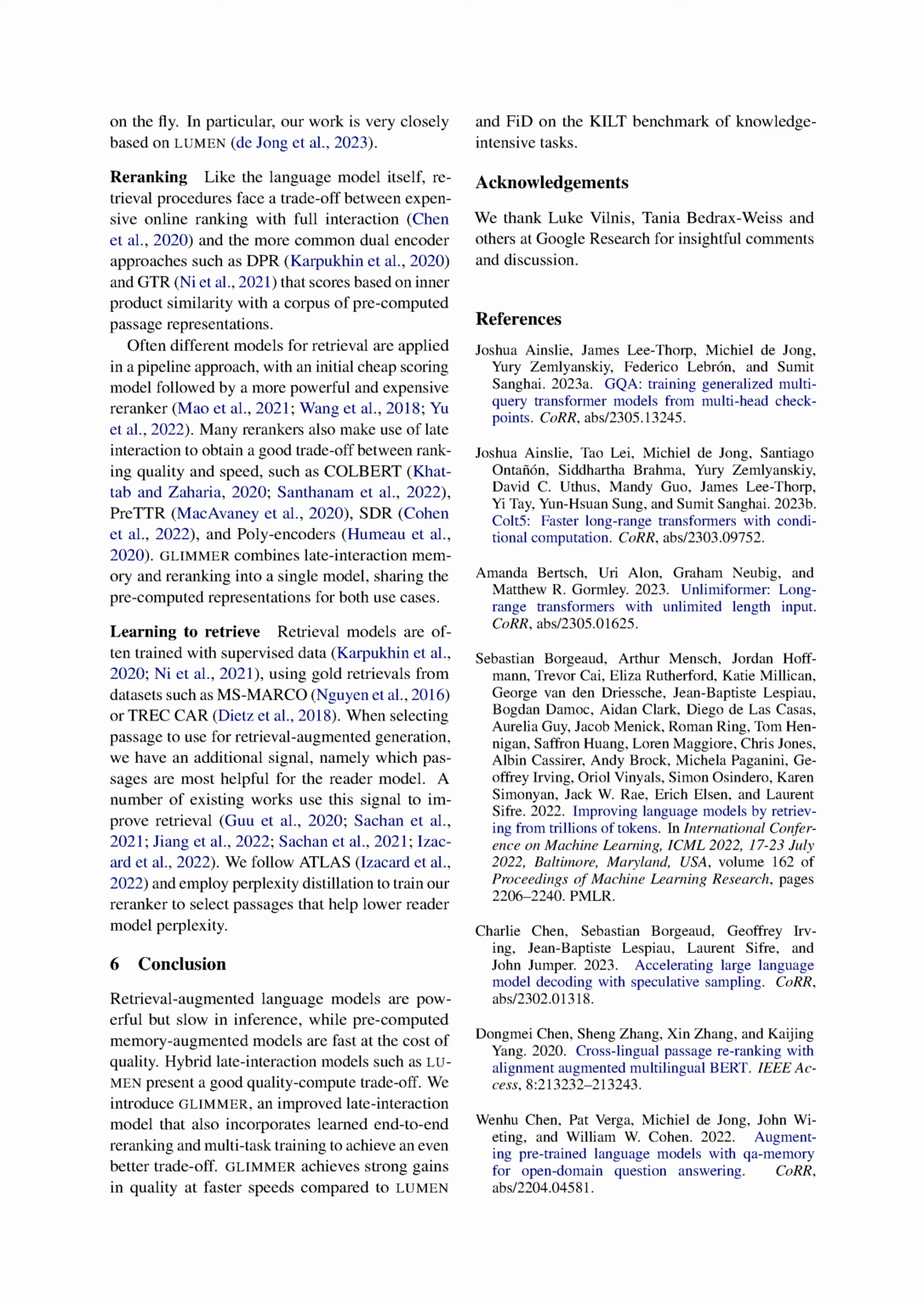Section summary. Retrieval procedures for language models face a trade-off between expensive online ranking and cheaper dual encoder approaches. Typically, a pipeline approach is used with an initial cheap scoring model followed by a more powerful and expensive reranker. However, Glimmer combines late interaction memory and reranking into a single model, sharing the pre-computed representations for both use cases. Additionally, perplexity distillation is used to train the reranker to select passages that help lower reader model perplexity.